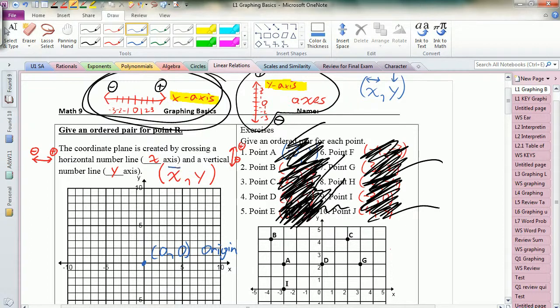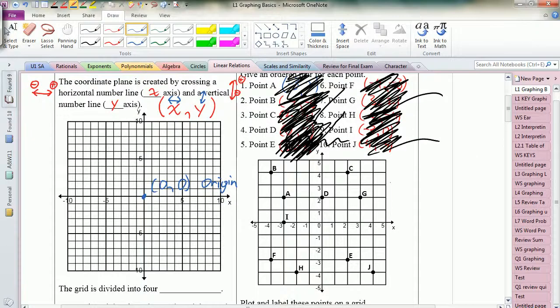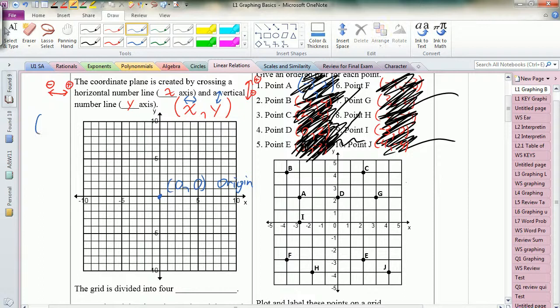Remember, your x values are left to right, your y values are up or down. So you can find, given any two values, a point on the corner of a square. For example, if we have 3, negative 2, this tells me to go 3 to the right and down 2. So I count from the origin, 1, 2, 3, and then I count negative 2, 1, 2. So I would put a point right in the corner of the grid.